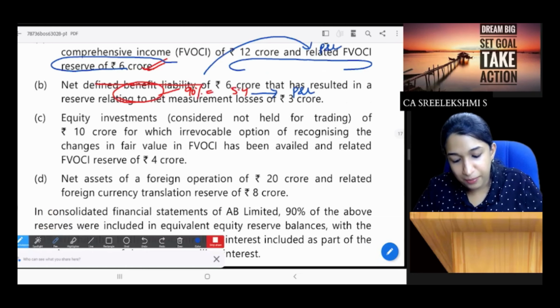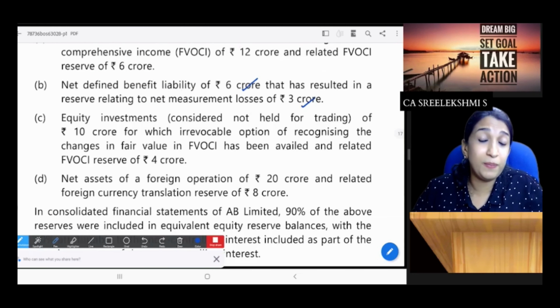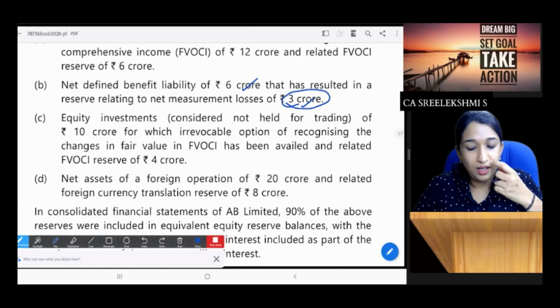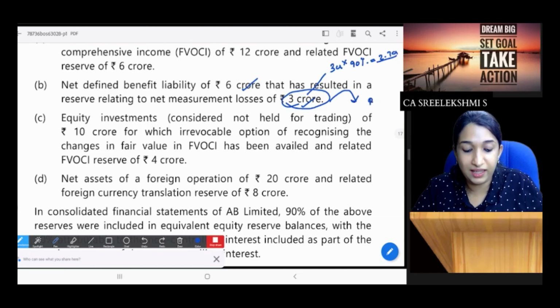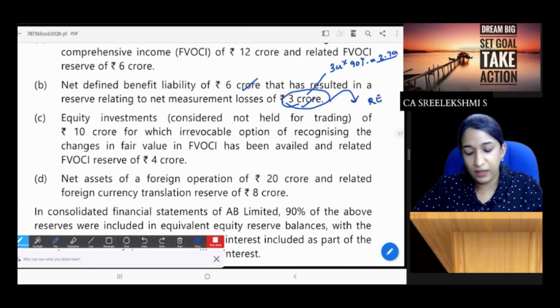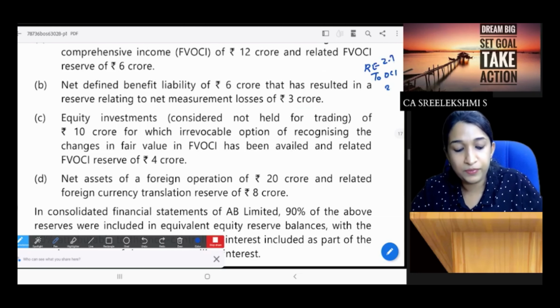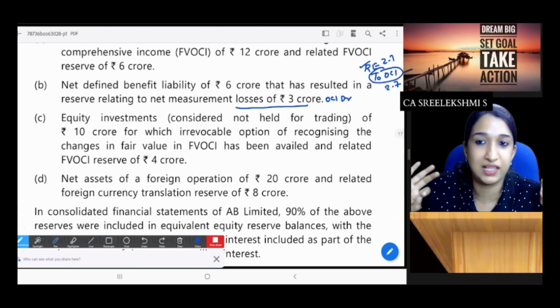Net defined benefit liability in AS 19 has resulted in a reserve relating to net measurement loss of 3 crores. So there is a loss of 3 crores in OCI. Of that 3 crores, 90% was the parent's, 2.7 crores. Recycled or reclassified to retained earnings in AS 19. So we'll pass the entry retained earnings to OCI 2.7. Because it was a loss, OCI had a debit balance. So cancel it means credit OCI, debit retained earnings. So this question is purely on reclassifications.